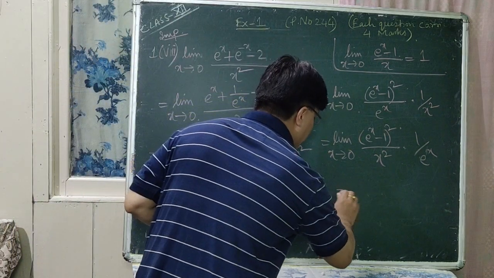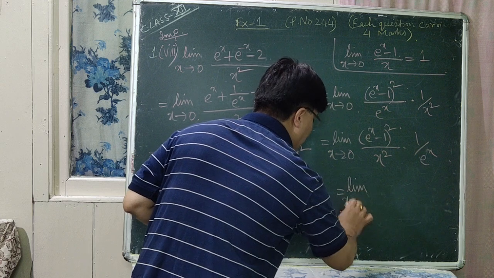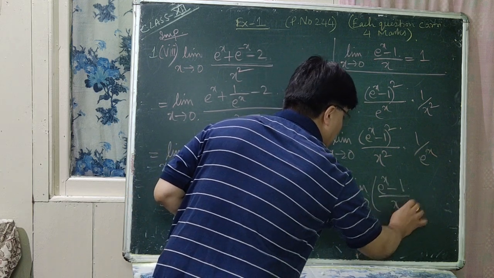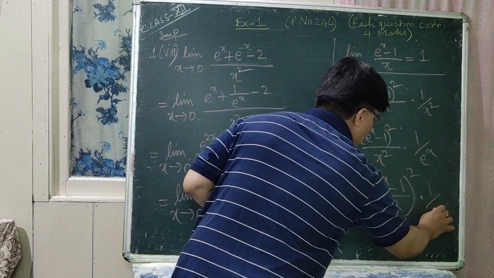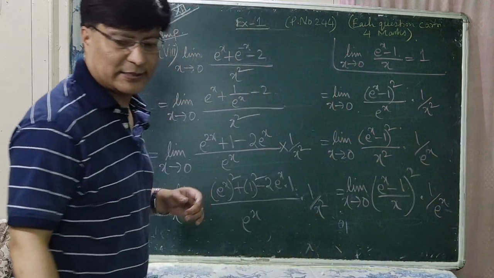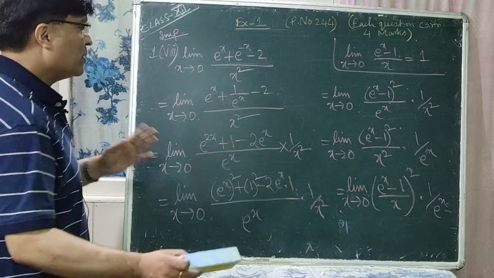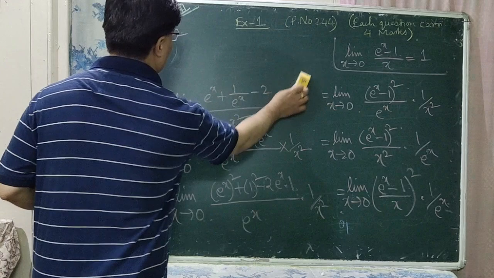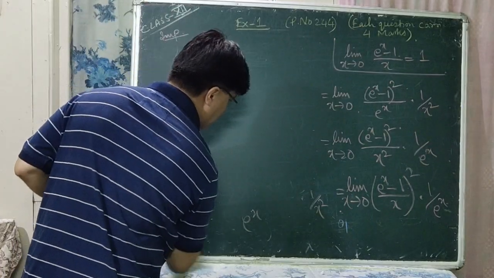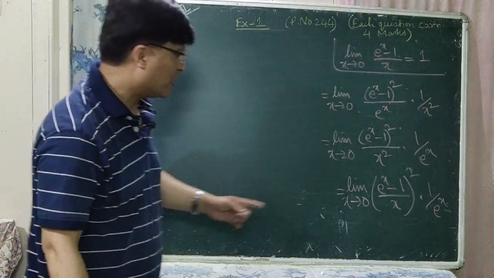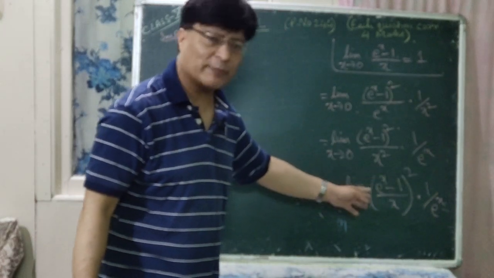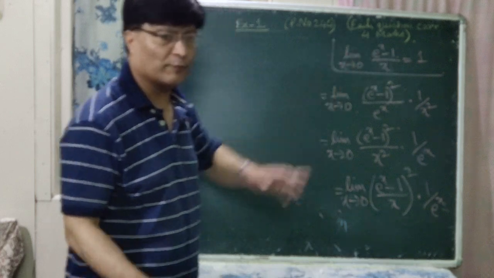So how will you write it? You can write it within a whole square, that is, limit x tends to 0, (e to the power x minus 1 upon x) whole square, into 1 upon e to the power x. Now wherever there is x, you have to write down the limit. So in the next step, you write down the limits. You can write this limit within the whole square, because e to the power x minus 1 whole divided by x is the standard form, right?